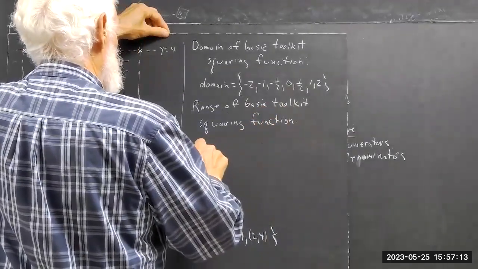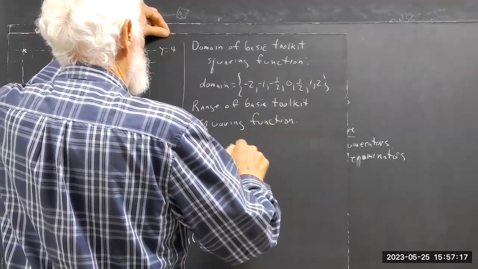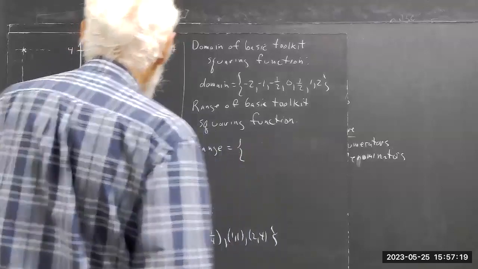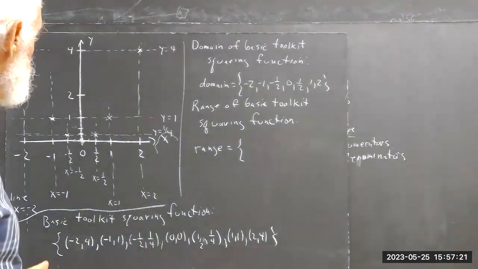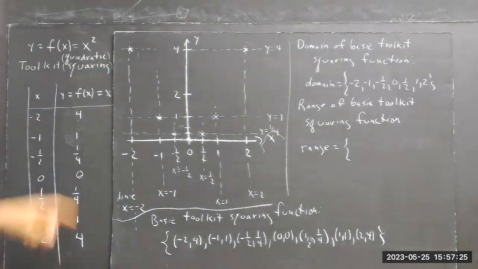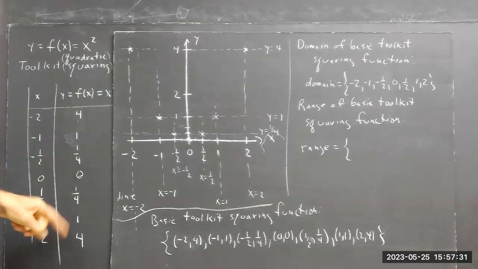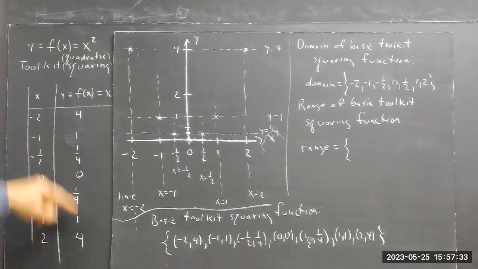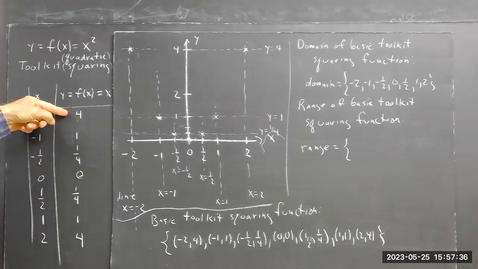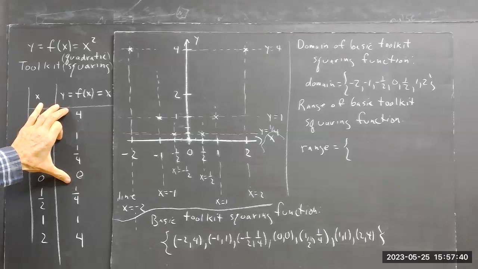The range is the set of y values. Now, what are the y values? Well, we can see from the table what the y values are. We've got 4, 1, 1/4, 0, right? We've also got 1/4, but we already had it. We've got 1 here, but we already have 1. We have 4 here, but we already have 4. So the range is just these 4 numbers.